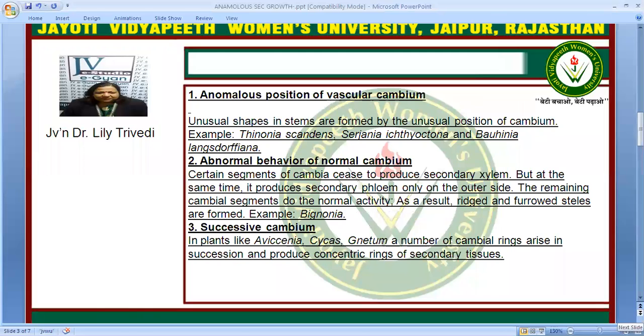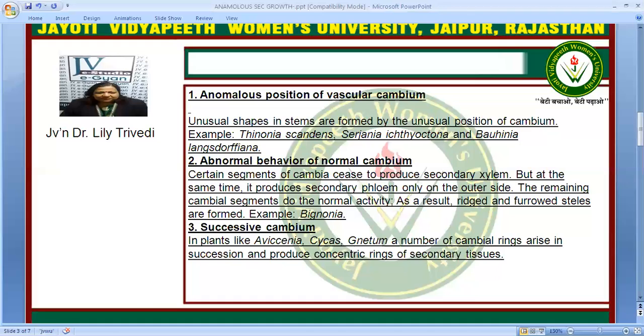Anomalous position of vascular cambium. Unusual shapes in stems are formed by the unusual position of cambium. Such examples are seen in Bauhinia, Langsdorffia, Thunbergia, and Thinouia.